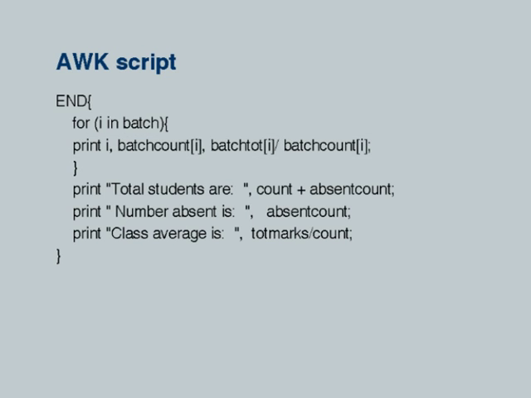So, I am printing, what is I in batch means what are the index values in batch. I print I, batch count I, batch total. Please remember I is not a numerical value. I represents the index values which were created by awk. So, these are batch codes. I will actually print 0A, 1B, 2C, 7D and for each one I will print the total batch count, and marks total divided by batch count will directly print the average. Similarly, I say total students are these, number absent is this and the class average is total marks by count. That's it. This is the complete program and it will run perfectly correctly.